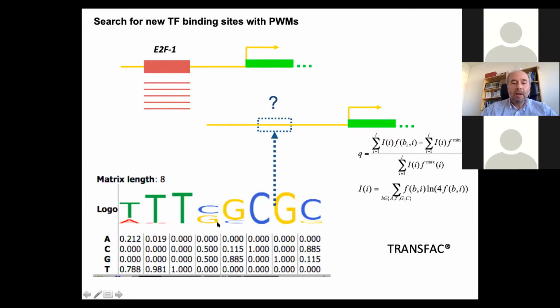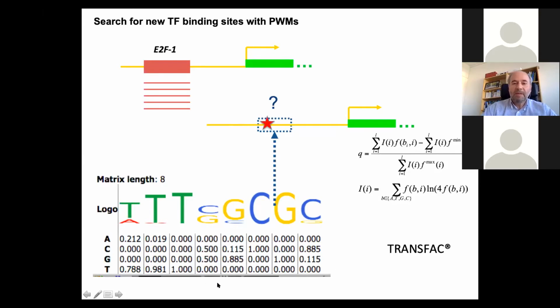And now, when we have this matrix prepared from some known sites, we can apply it to a new sequence, a new promoter sequence or a new genomic sequence, which we believe is involved in the regulation of a gene. Then we can calculate a score, which means how well this position fits this consensus, or more exactly, this positional weight matrix.